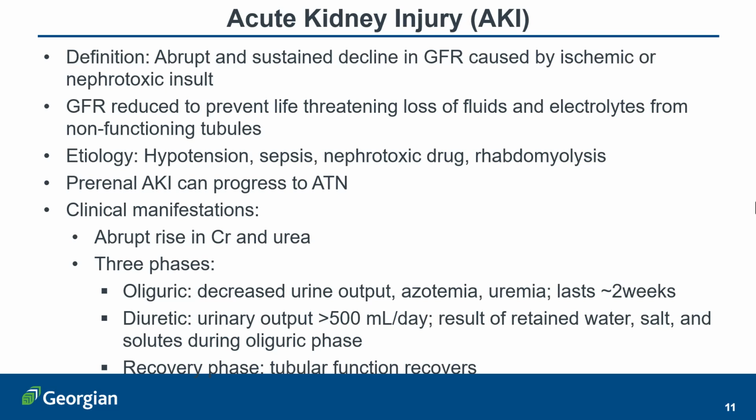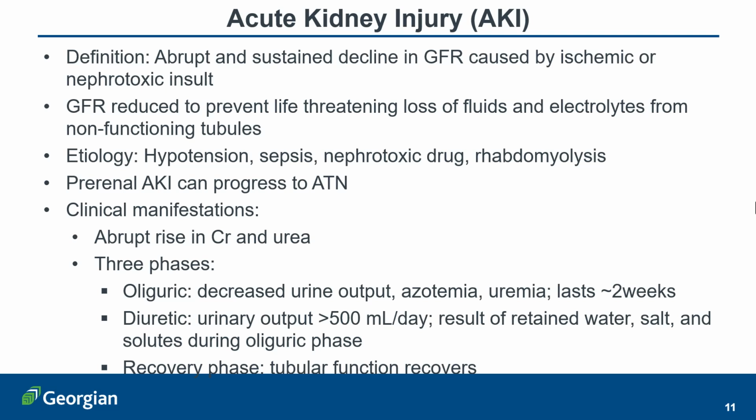Azotemia is the buildup of all these nitrogenous waste byproducts. Uremia is a buildup of really the urea-based nitrogenous waste byproduct. It's better to just use the term azotemia rather than uremia, although we'll see it's called uremic syndrome. What happens when all these nitrogenous waste byproducts build up in the body? So the oliguric phase usually lasts about 2 weeks.